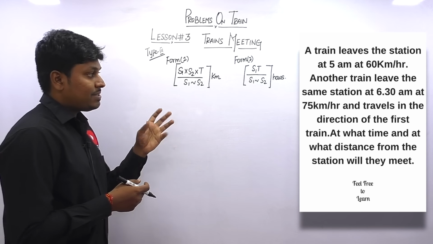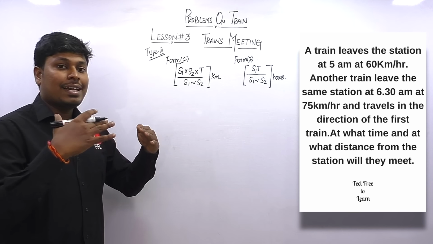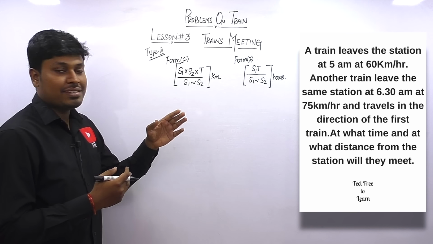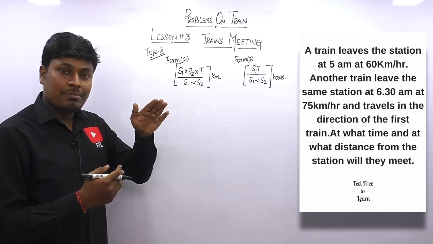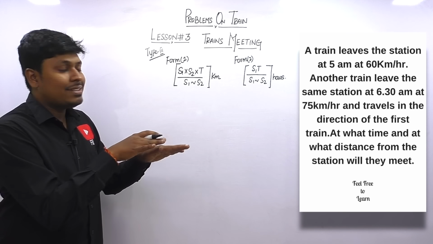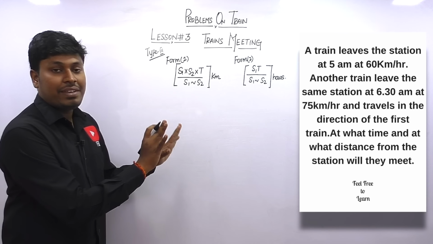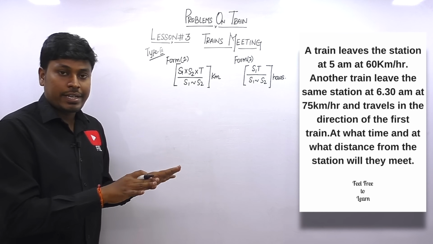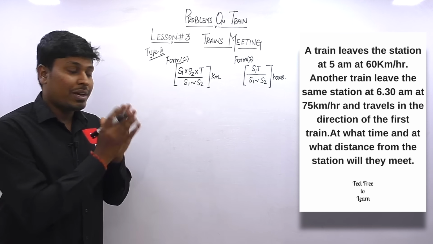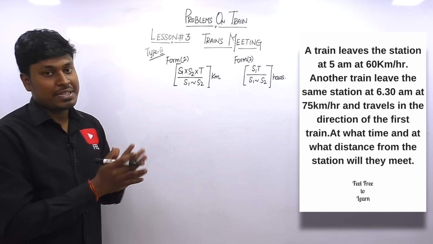So listen here, by seeing this question, in all the previous questions, both the trains were starting from different stations. But in this question, the first train is starting from one station and the second train is starting from the same station. But there is a delay in timing, right? That's called a time difference. So by seeing this question, we can say it is not type 1, not type 2, it is type number 3. Why are we saying this is type number 3? Because both the trains are starting from the same station.